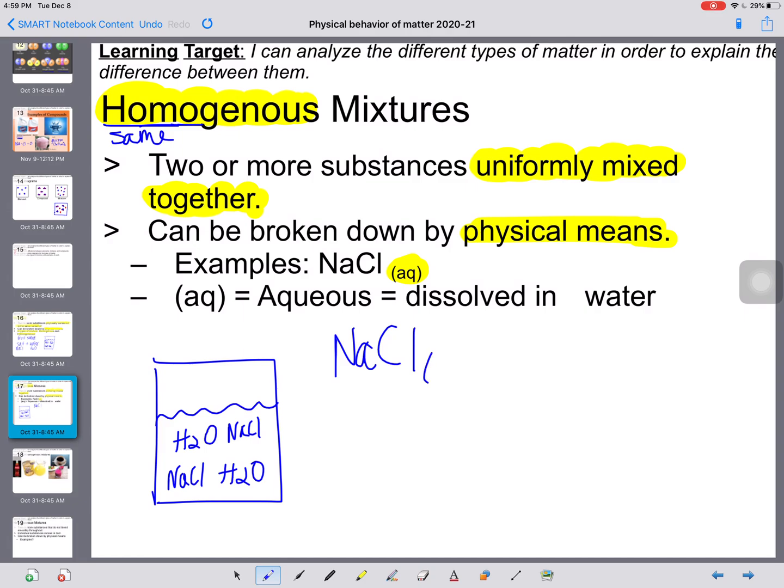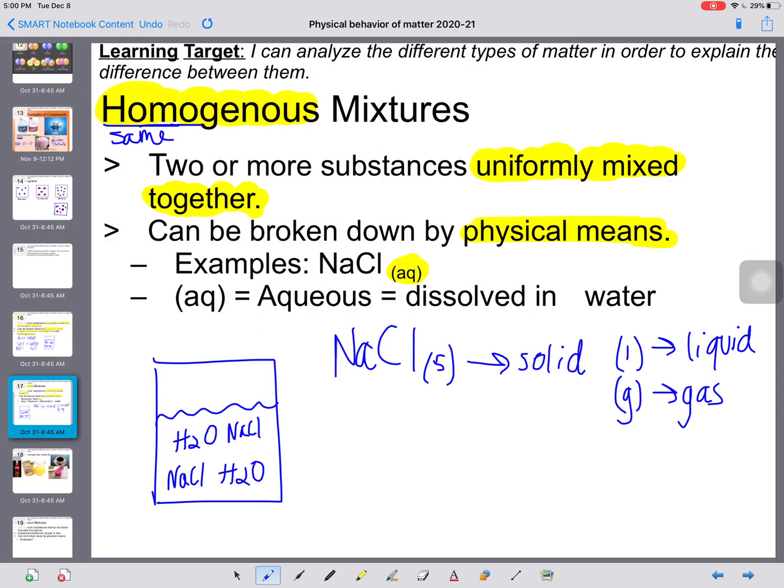Now, sometimes we are going to be seeing these little letters in parentheses, okay? And what these stand for are the states of matter. So if you see a little S in parentheses, that's just solid salt. So that's solid table salt that you would find in your salt shaker, okay? An L would stand for liquid, and a G would stand for gas.